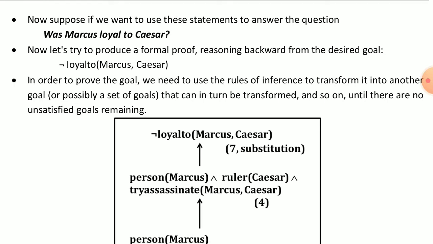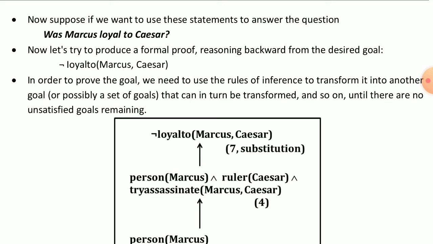Okay, now suppose we want to use these statements to answer a question. Now we can make some question, for what? To find the particular solution. So we can make the question like this: was Marcus loyal to Caesar? Marcus was a man. So we can find out if the man is loyal to Caesar. So this is the question and we can find out the question's answer.